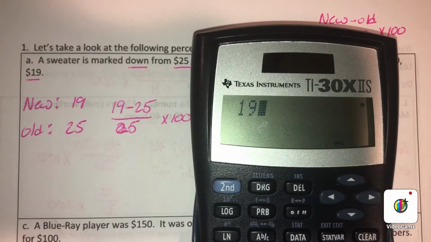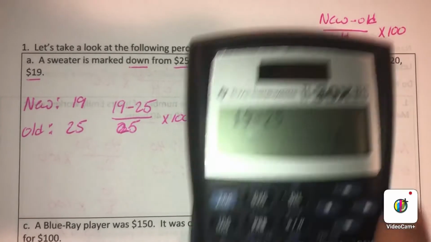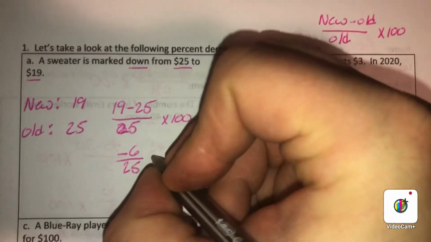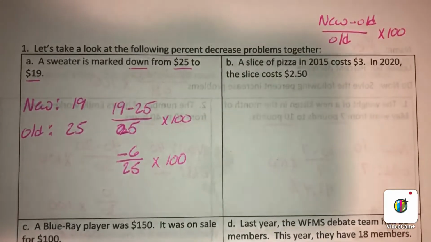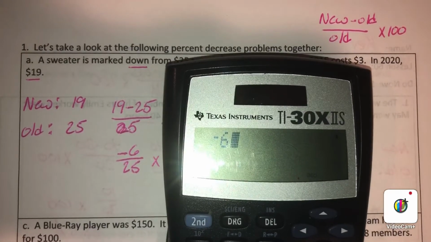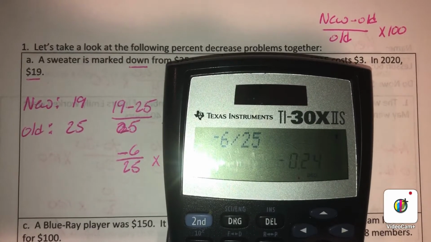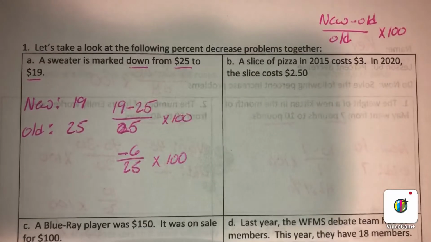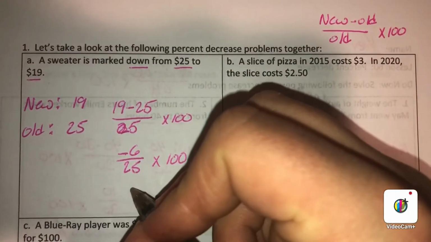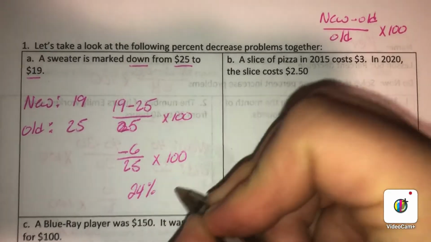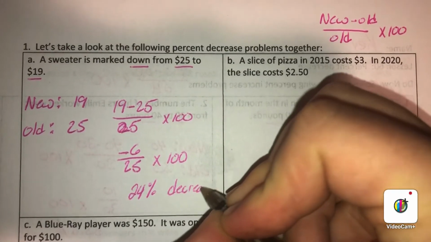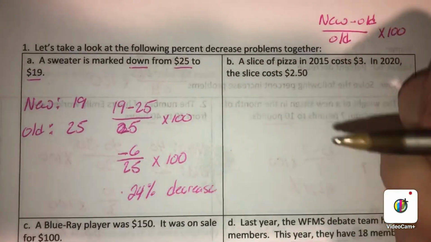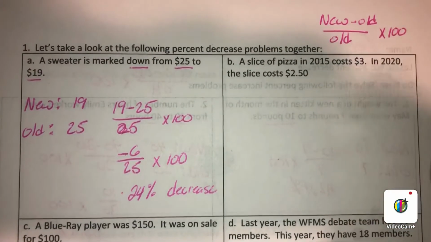So 19 minus 25 will give us a negative 6, divided by 25 times 100. So negative 6 divided by 25 times 100 is negative 24%. So it's a 24% decrease. Since our answer was negative, 24% decrease.